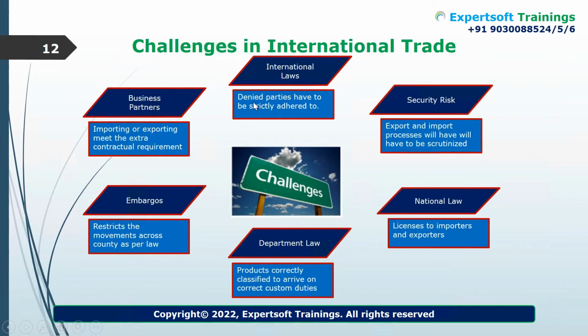So again, challenges: denied parties have to be strictly adhered to. There is a list published by the government agencies every day, actually. These lists are being updated on a day-to-day basis. You will not believe it, but it's updated on a day-to-day basis. And there have been additions and deletions in those lists. So basically, it's an updated list which you receive. And for this reason, you need to have the data provider. For every organization, there's a data provider who will be providing the list of denied parties.